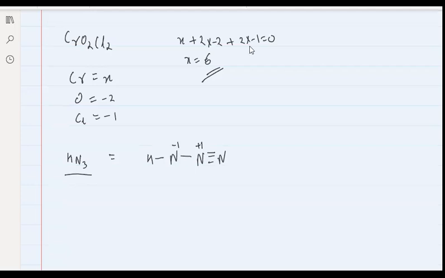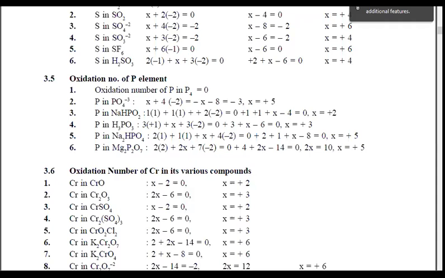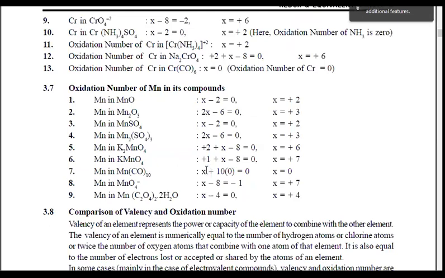Okay, right? So if you calculate using the formula, it will be minus 1 by 3, which means this minus 1 charge is distributed over all the 3 nitrogens. These are called fractional oxidation numbers. So after chromium we have manganese. I hope all of you can calculate. You don't have to remember the oxidation number of manganese in KMnO4 or K2MnO4. You can calculate.